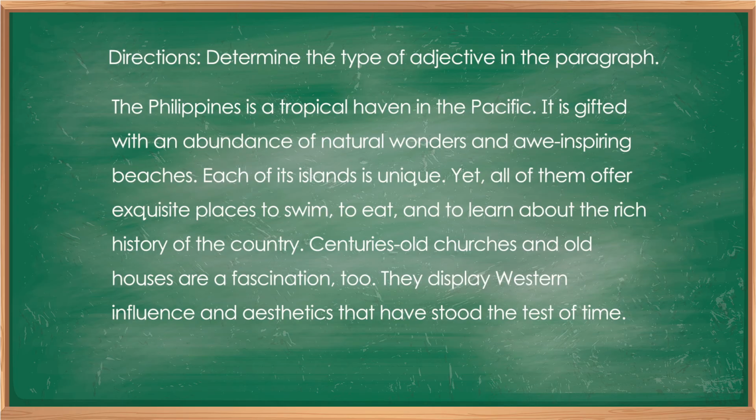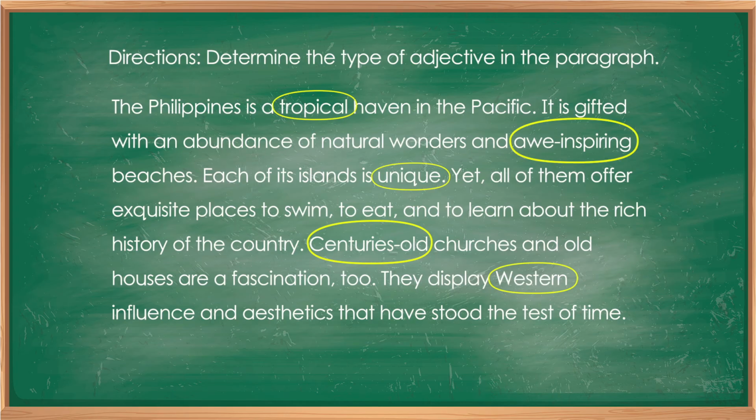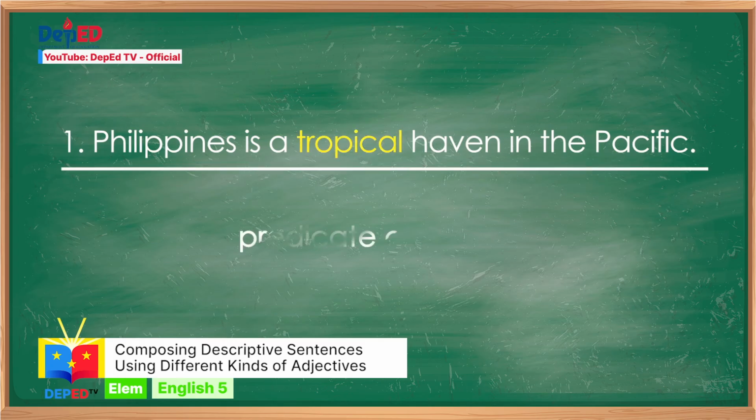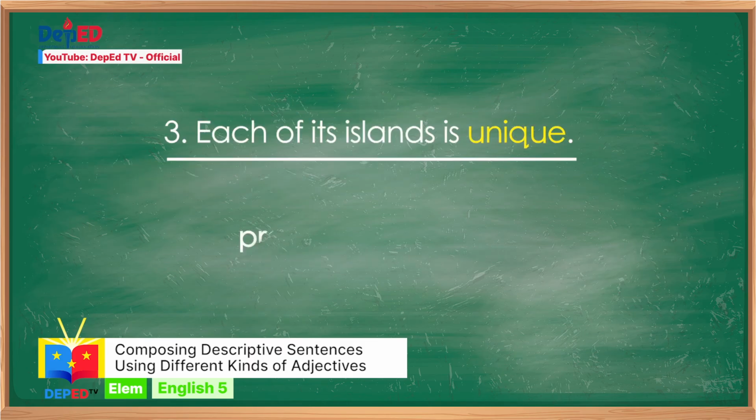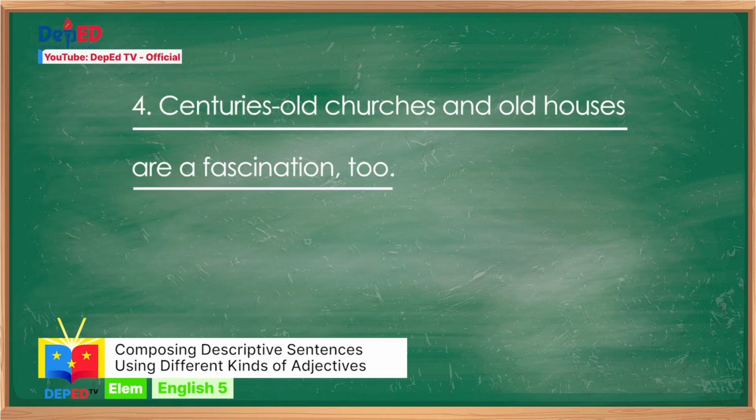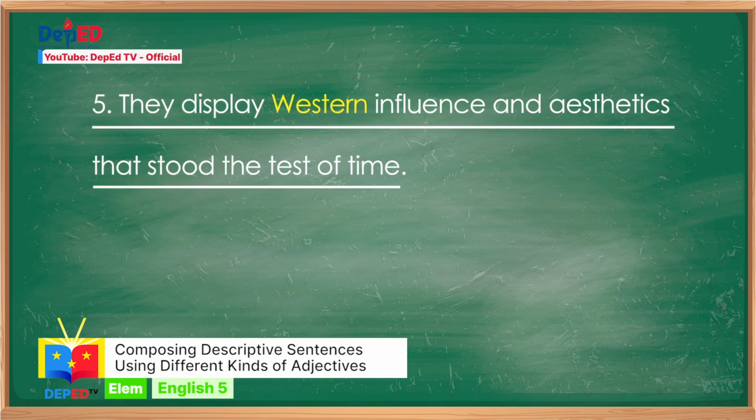Time's up. The adjectives in the paragraph are tropical, awe-inspiring, unique, centuries-old, and Western. Now, let us find out what these adjectives are. Tropical is a predicate adjective. Awe-inspiring is a compound adjective. Unique is a predicate adjective. Centuries-old is a compound adjective. And Western is a proper adjective.